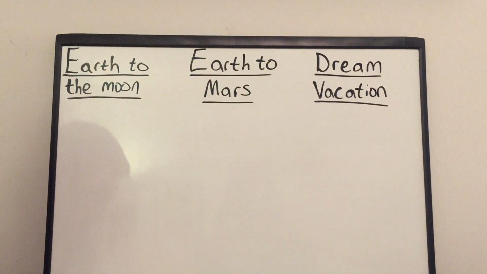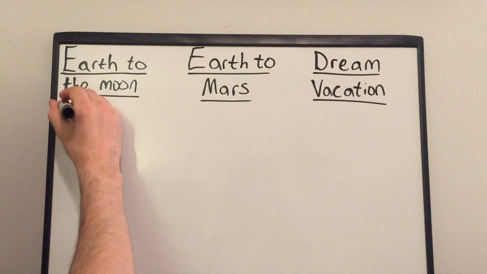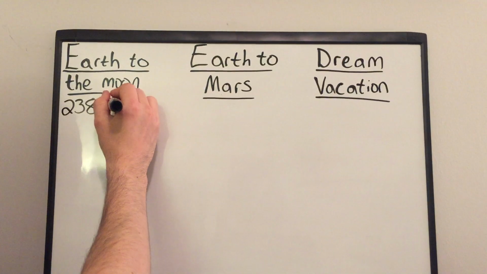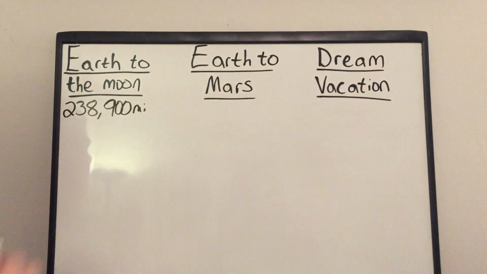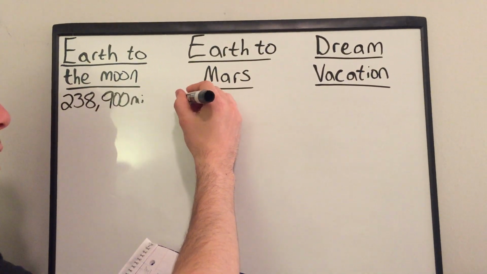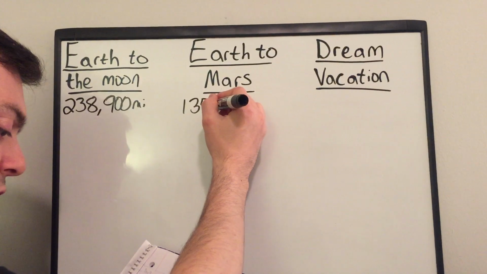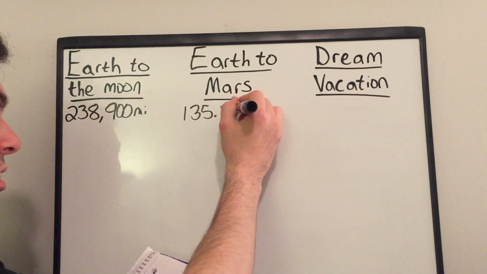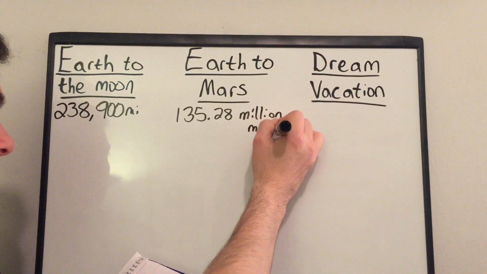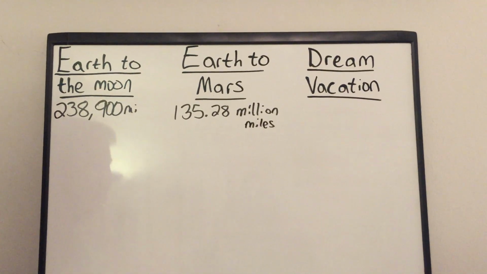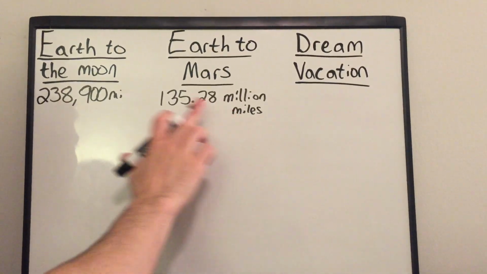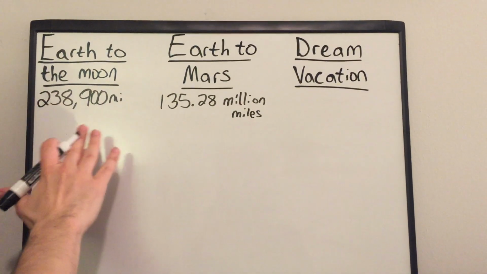Earth to the Moon right here, I have at the moment that it is 238,900 miles. Okay. Earth to Mars, currently right now, they told me online that was 135.28 million miles away. Okay. Now, the only issue is I know when you look it up, it's going to say it like this. We cannot keep it in that notation because we need to make it look like a regular number like the Earth to the Moon.